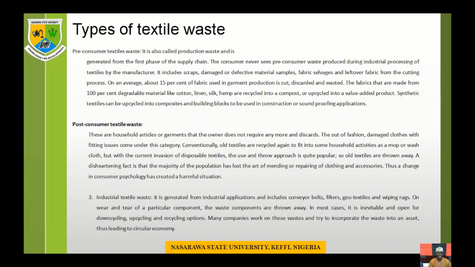The next one is industrial textile waste. It is generated from industrial applications and includes conveyor belts, filters, geotextiles, and wiping rags. On wear and tear of a particular component, the waste components are thrown away. In most cases, it is inevitable and open for downcycling, upcycling, and recycling options. Many companies work on this waste and try to convert the waste into an asset, thus leading to circular economy.